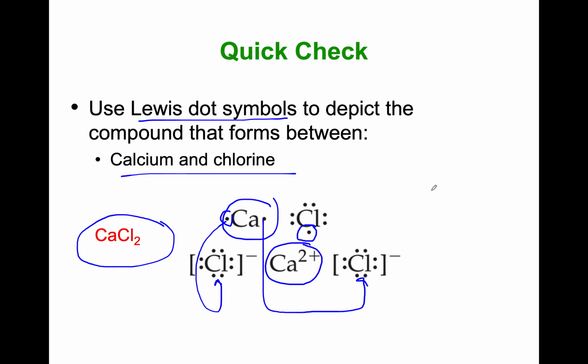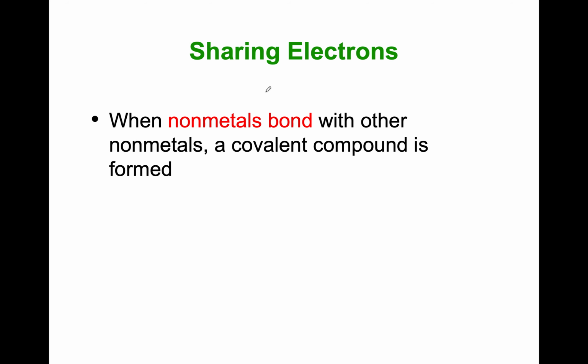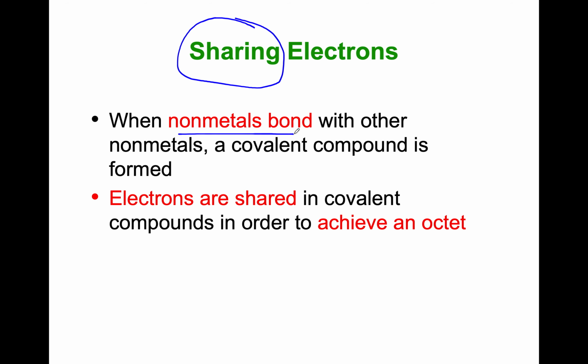So it's transfer of electrons. The majority of our time, though, is going to be about sharing electrons. Okay, so that takes us to Lewis structures. That's different than Lewis symbols. And this is about nonmetals. When nonmetals bond, they share electrons. That's the way they achieve an octet. There's no transfer, there's no positives, there's no negatives.